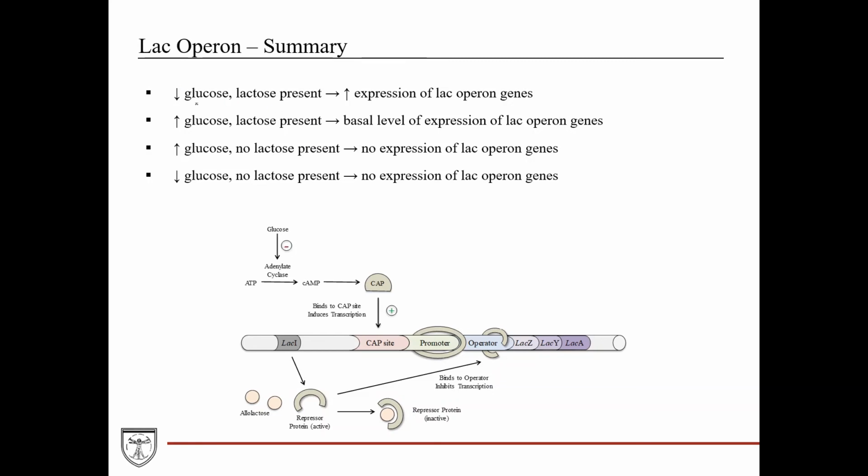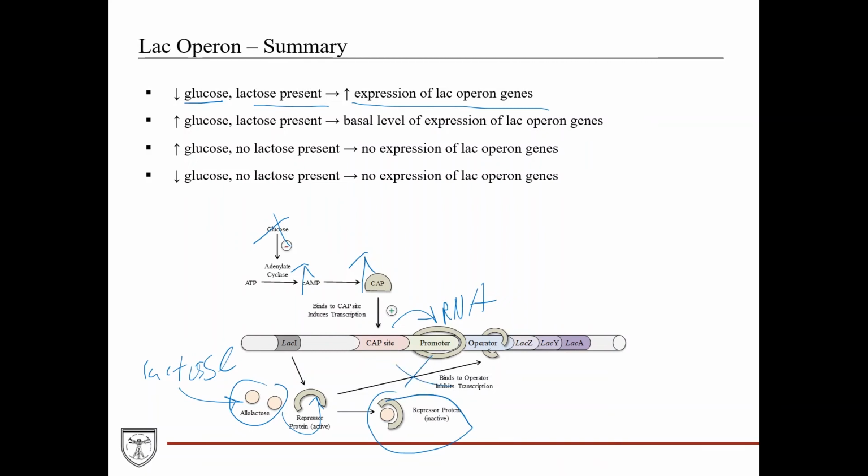If you have decreased glucose and lactose is present, you're going to have increased expression of lac operon genes. So this is the ideal scenario, right? You don't have glucose, so you're going to have increased cyclic AMP, increased CAP binding to the CAP site. That's going to increase binding of RNA polymerase to the promoter, right? You also have lactose present. Lactose gets converted to allolactose, which then binds the repressor and renders it inactive. So then there's no binding to the operator. This doesn't happen, and RNA polymerase can fully go down the DNA and transcribe these genes.